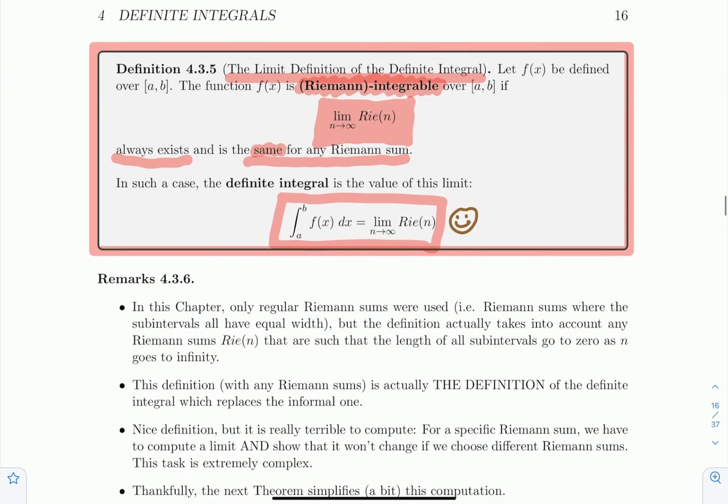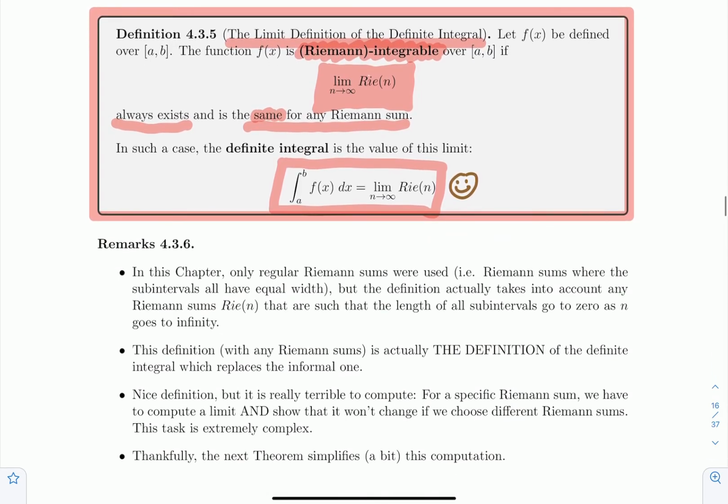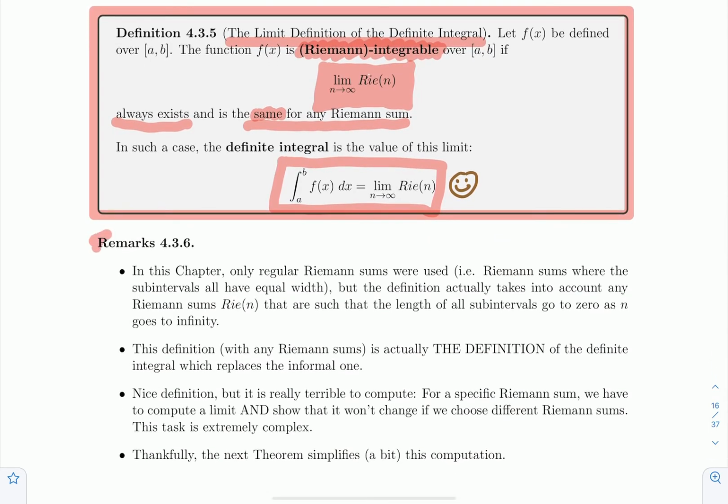But here's a bunch of remarks. In this chapter, we only use regular Riemann sums. What that means is that when I say use n rectangles, you just take your interval [a, b] and you split it into n pieces where all these pieces are the same length. But you can actually consider a Riemann sum where you divide it into n pieces where the pieces could be anything. What's really important though is that when you're using more and more rectangles, the width of those rectangles needs to get to 0. They need to get smaller and smaller.